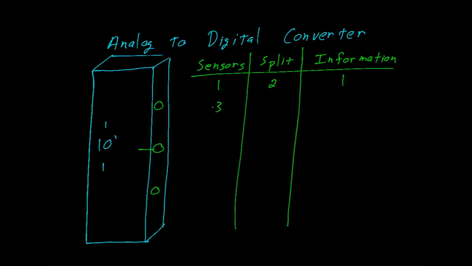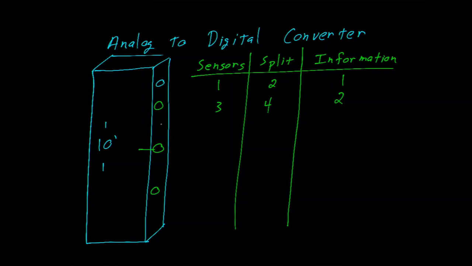Now there are three sensors and the tank is split into four sections. There's 1, 2, 3, or 4. How much information is there? Well, there's 2 bits of information contained in that, because with 2 bits, you can identify 4 unique things.